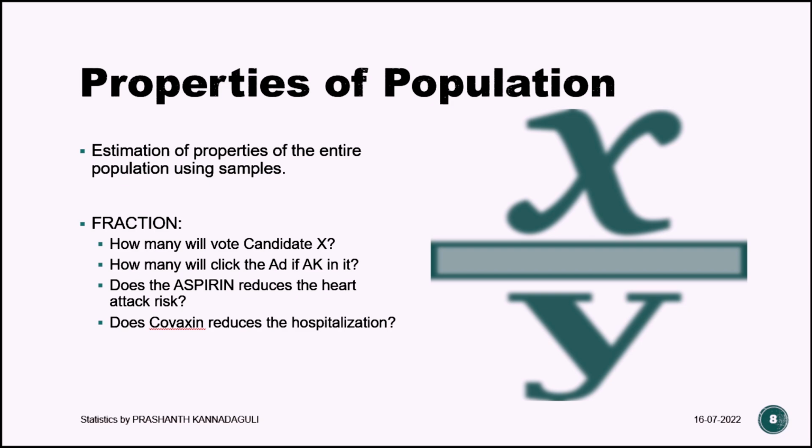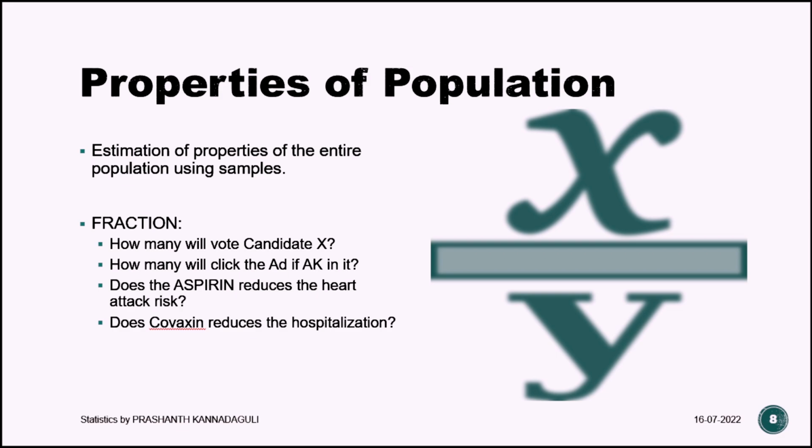Before answering this, let me go back to the previous two examples given for fraction. How many will vote for candidate X? You have to consider only one population, a single one. How many will click that ad? Again, yes or no? So one population, a few samples from that population will click the ad, others will not click that. Very simple. So the first two belong to one category.